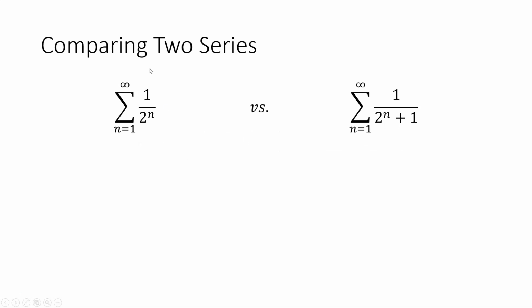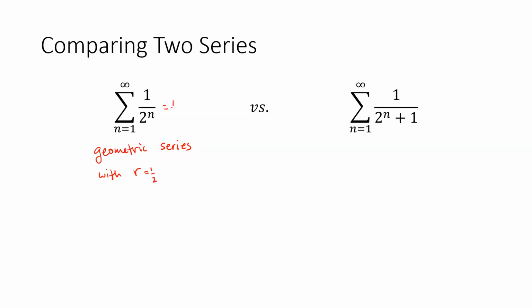Let's take, for instance, these two series here, the series 1 over 2 to the n, and then something kind of similar, but not quite, 1 over 2 to the n plus 1. Now we know that 1 over 2 to the n is convergent because this is a geometric series. Remember, this is a geometric series with r equal to 1/2, right?